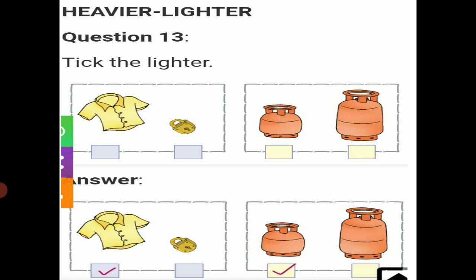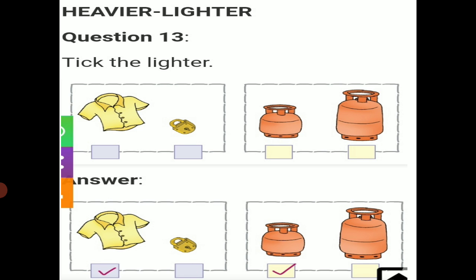Now next is heavier and lighter. HEAVIER, heavier. LIGHTER, lighter. Heavier means the one which is difficult to lift, and lighter which has less weight. So out of these two pictures, this lock and shirt, which one is lighter? Obviously the shirt, so tick mark on shirt.